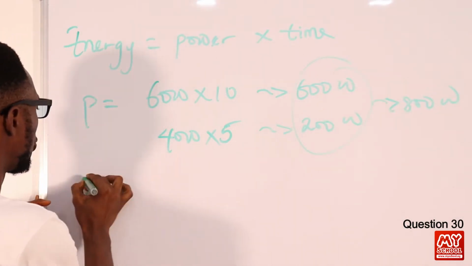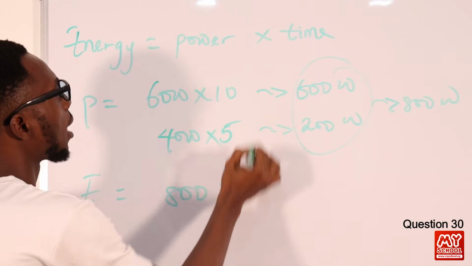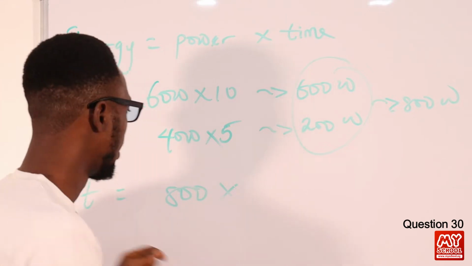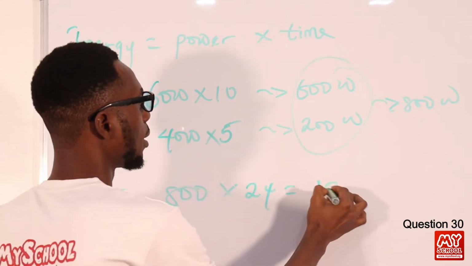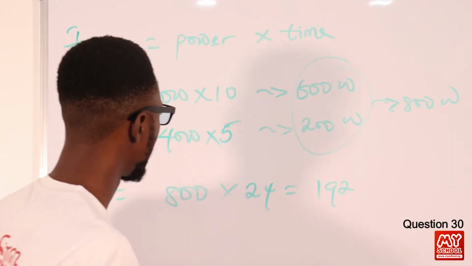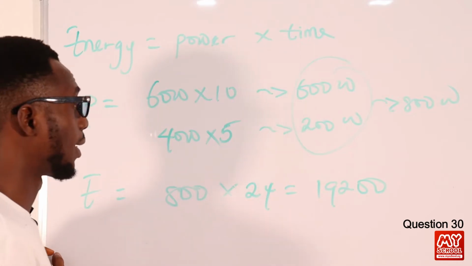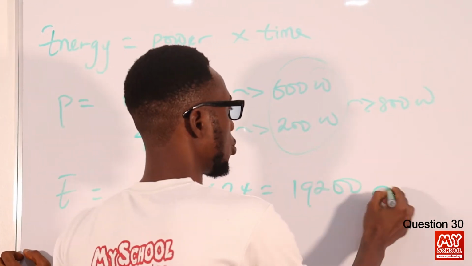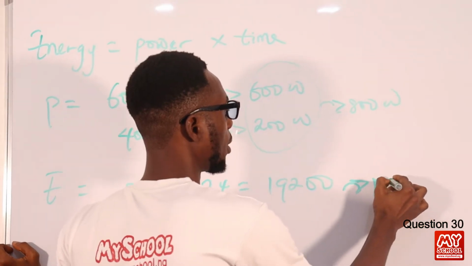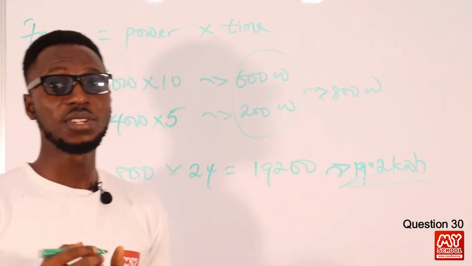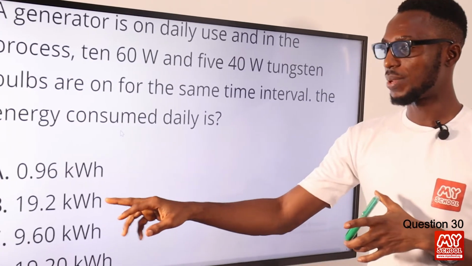So energy equals 800 times the time, that is 24 hours for a day. They said daily use, that's 24 hours. So that's times 24. This should give me 19200, right? Yes, 19200. If I'm to bring this to kilowatts, the standard, I have 1, 2, 3, so it should be 19.2 kilowatt-hours. So 19.2. Let's go back to the screen to confirm our solution. Yes, we have the representation right here. So option B is the correct option.